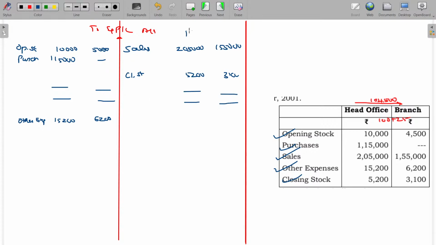Instead of purchases, the branch office gets the stock from the HO. That is equivalent to the purchases, like the stock receipt being 1,04,500 from HO to branch office. This same amount is already included here, and it should be shown as goods sent from HO to branch office. This amount is also included here.